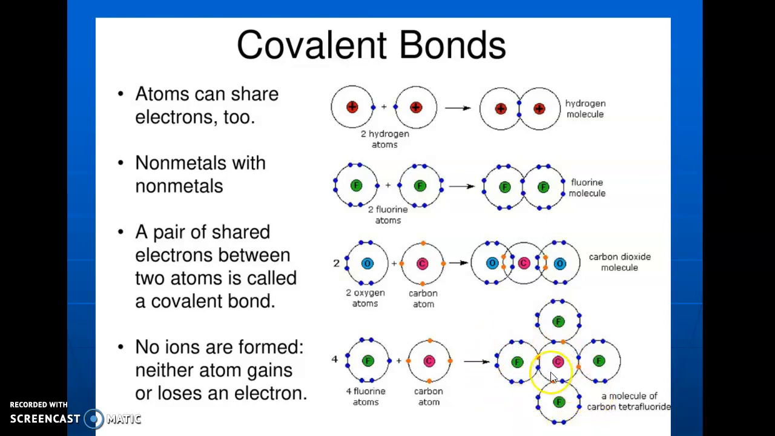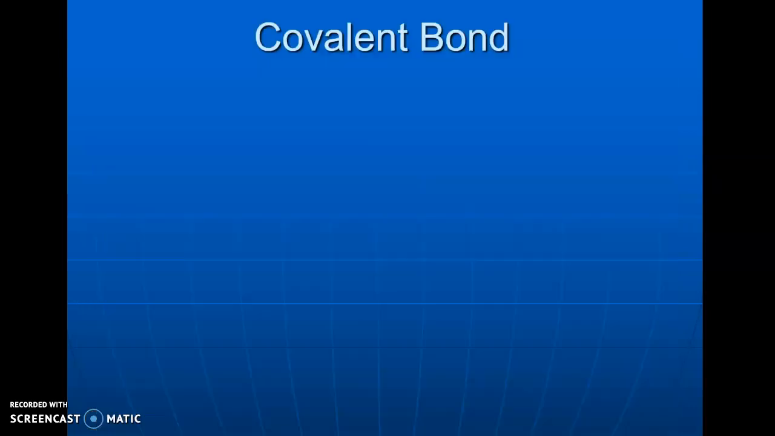Carbon then benefits and has the 4 that it needs, and each fluorine has the 1 extra that they need. So there would actually be 4 covalent bonds in order for a carbon atom to be complete.